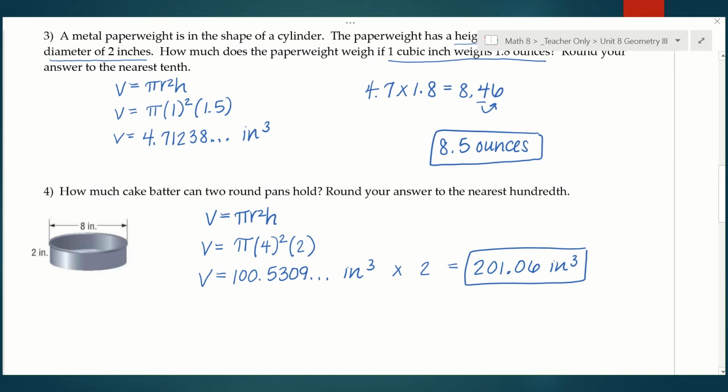All right, so there you go. You can make a double layer cake today. That would give you something to do. All right, turn the page.